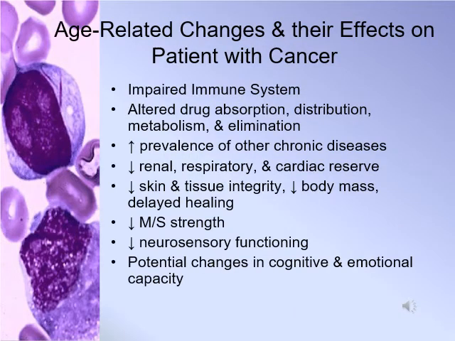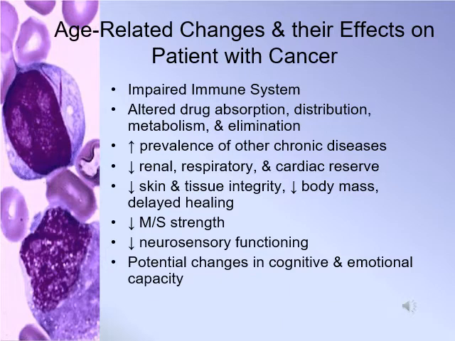Just a nice slide reviewing the age-related changes and how it can affect the patient with cancer. So the obvious: impaired immune system, decreased T cells, B cells, and all of that, decreased response of that specific immunity, altered drug absorption and distribution and metabolism, and the elimination of these drug metabolites is super critical, especially with chemotherapy.